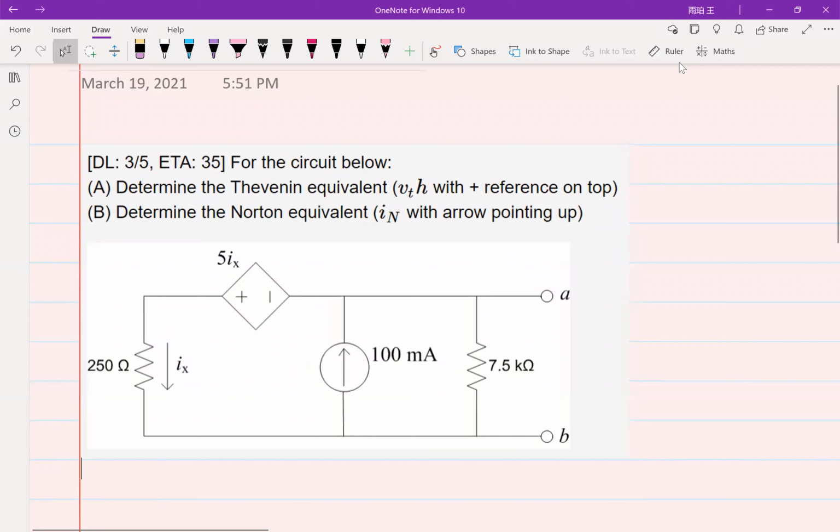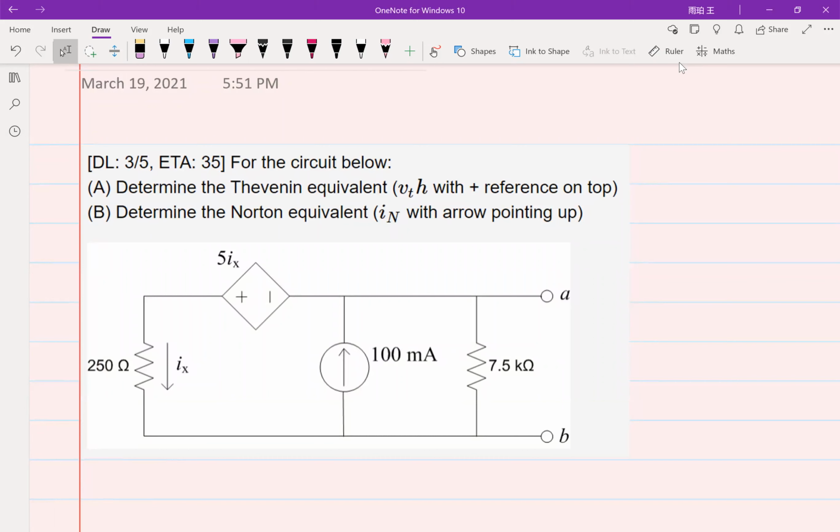Okay, let's make another video. This is WebWork 6, question 6. It asks you to determine the Thevenin equivalent, Norton equivalent, as well as the equivalent resistance. So let's do part A first. To determine the Thevenin equivalent, I need to have an open circuit between A and B.